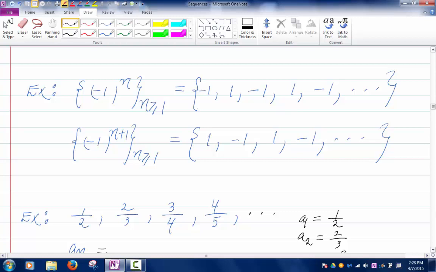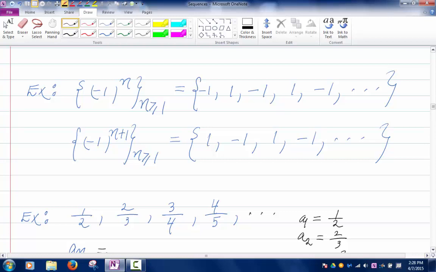Well, when n is 1, what is negative 1 to the n plus 1? Negative 1 to the 2 when n is 1, so you get positive 1. So now, the first term of the sequence is positive 1, and then you get negative 1, positive 1, negative 1, and so on, right? So what's the difference between the two? Well, the first one starts at negative 1 and then alternates the sign. The second one starts at positive 1 and then alternates sign, right? Am I making sense?